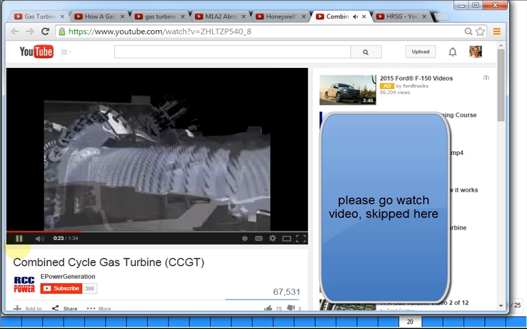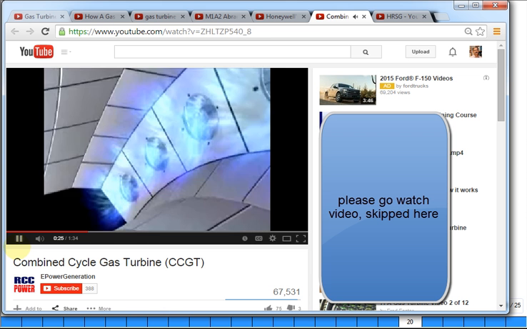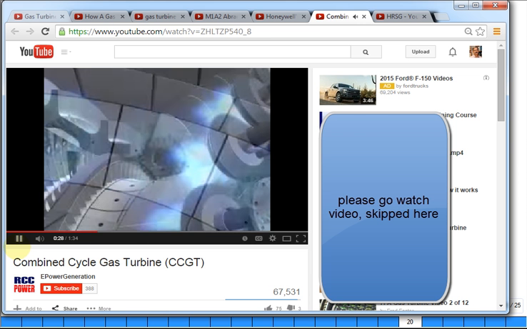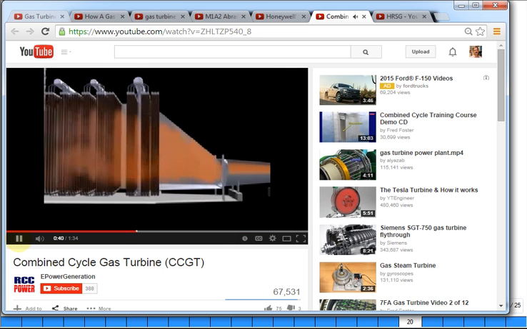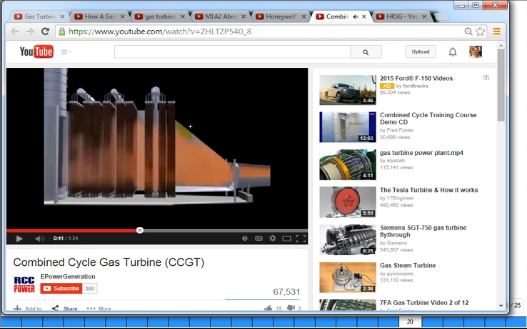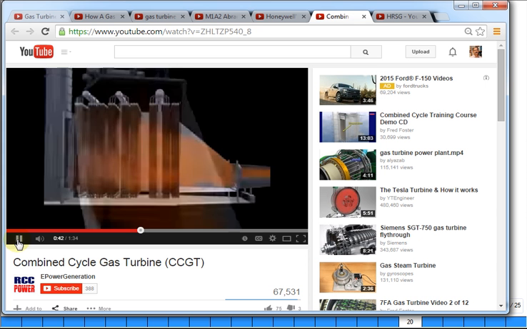It's the air going through the turbine, burning combustors. Now this, I just have to orient you. This is the heat recovery steam generation unit. So the exhaust gases are coming off of that. And now we'll just continue.